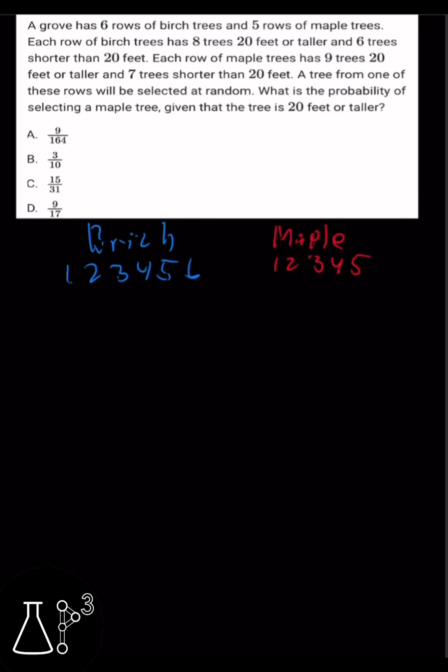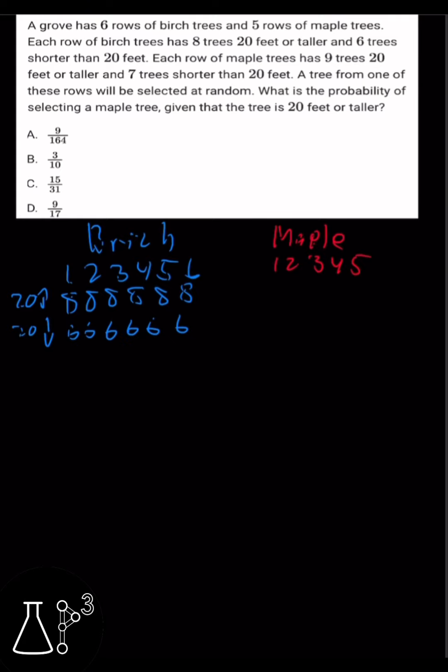And we're given for bridge trees that each row of bridge trees has 8 trees 20 feet or taller and 6 trees 20 feet or shorter. So for the bridge trees that are 20 feet or taller, we're going to have 8 per row. And then the trees that are 20 feet or shorter, that's going to be 6 per row.